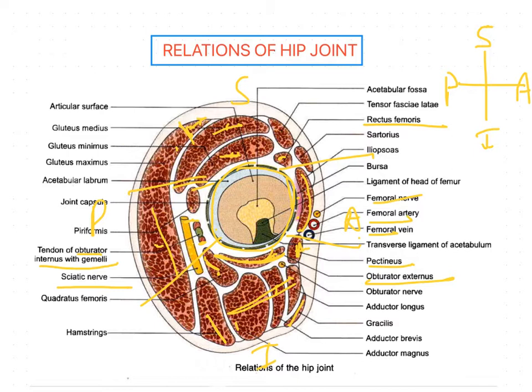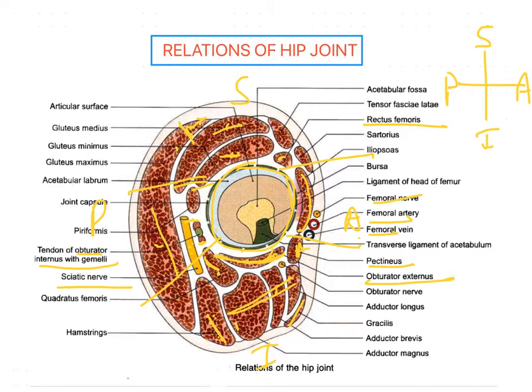If you observe the hip joint, the ischial tuberosity is present below the acetabulum. The muscles which originate from the ischial tuberosity are the hamstring muscles, and these muscles are related inferior to this hip joint.